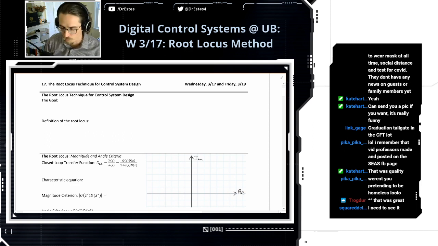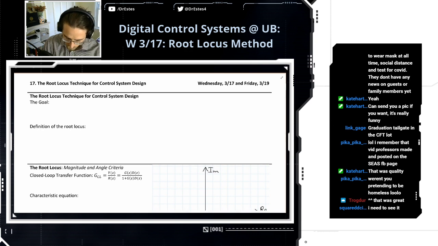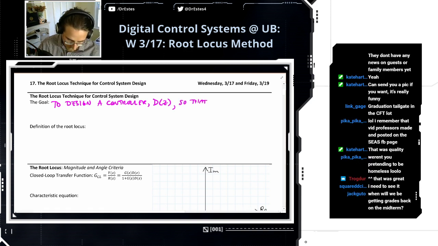Alright guys, we're starting to talk about the root locus technique. Okay, here we go. Let's start with the goal. What's the goal of the root locus technique? Why are we using this? Our goal is to design a controller, and we're going to refer to this in its transfer function form. So D of Z, that'll be our controller transfer function. We want to design this so that we can place our closed loop poles wherever we want.